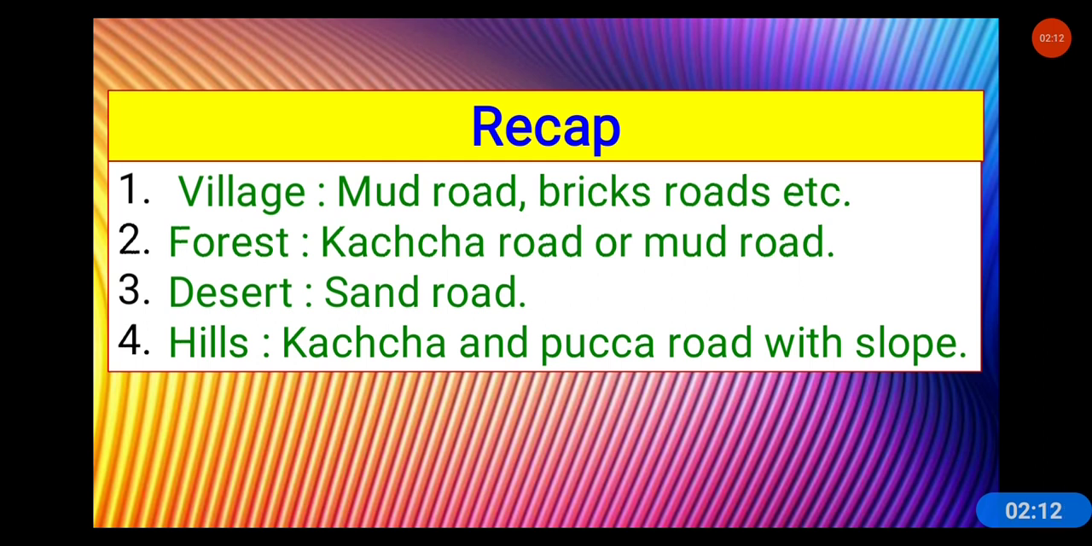Hills. In hills also there are kacha roads and pakka roads and improper roads. And somewhere it's very narrow, and it is very slopey also, so in such places we use animals such as pony to ride on the hills, right? So these are the things that we learned in the previous lesson plan. Now let's see today's lesson plan.